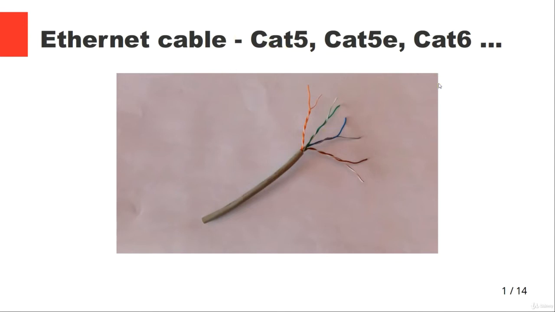because those cables, when the number is growing, Cat5 will be the very old type of cable. Cat5e will be more modern. Cat6 will be a pretty new cable with much higher parameters.